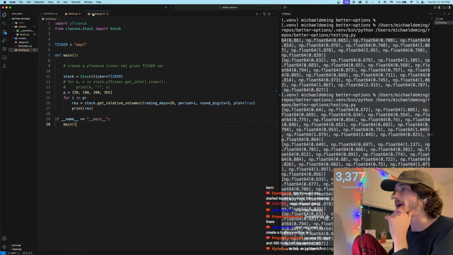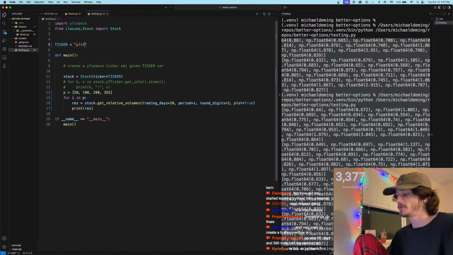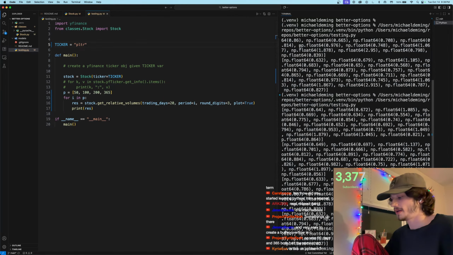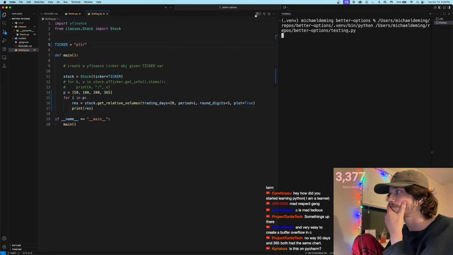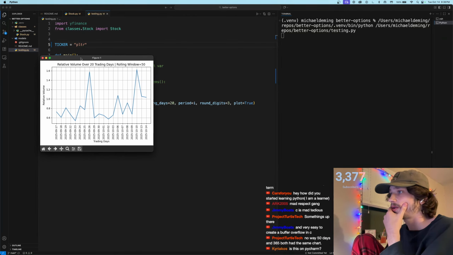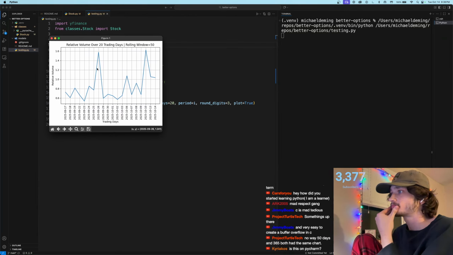Right, okay, so let's try it with a stock like Palantir, something with crazy volume. Yeah, look at this. It's just all over the place, right? And you can see these spikes. I wonder what happened on 9/26.